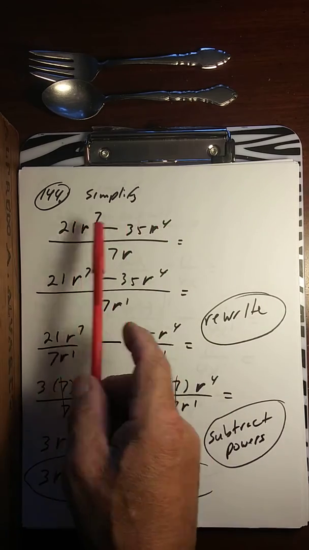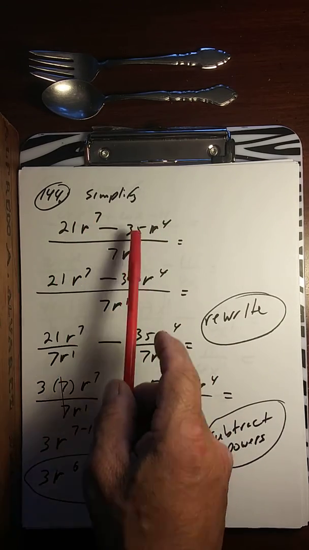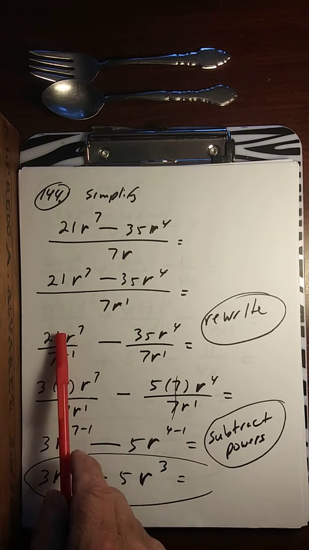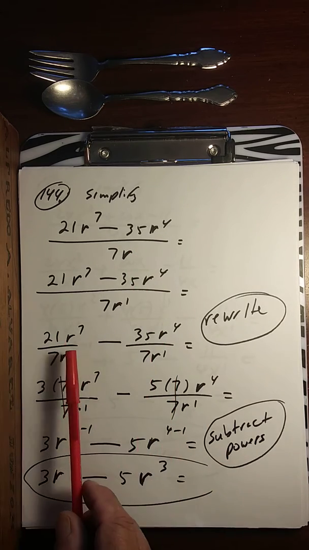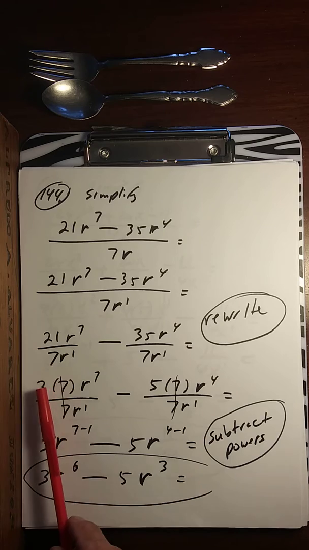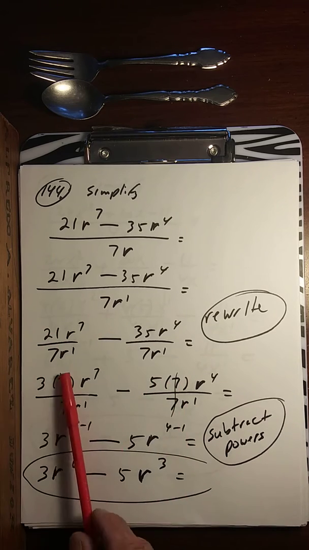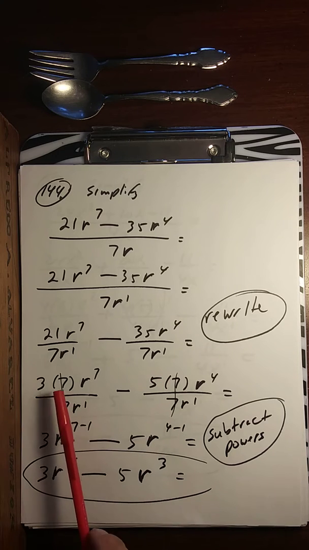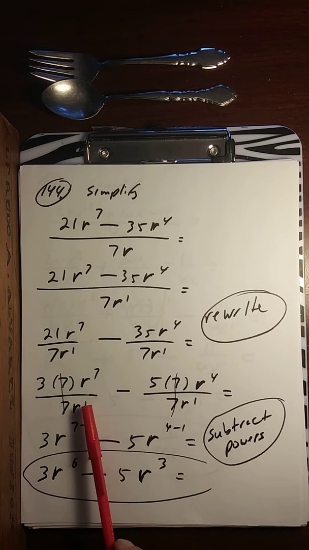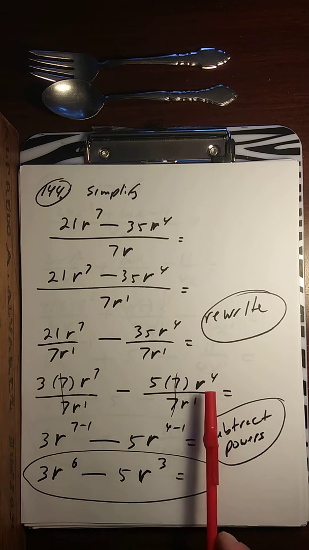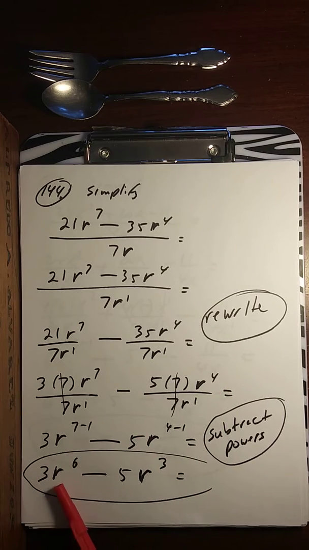Simplify this. We're going to write this as 2 fractions. Put a 1 power there just to hold it. So this is the first fraction and the second fraction. So now we're going to have 3 times 7 is 21, and 5 times 7 is 35. So I know these are gone. So we have 3 and we have the 5. But subtract the powers. 1 from 7 and 1 from 4. So it's going to give you 3r^6 minus 5r^3.